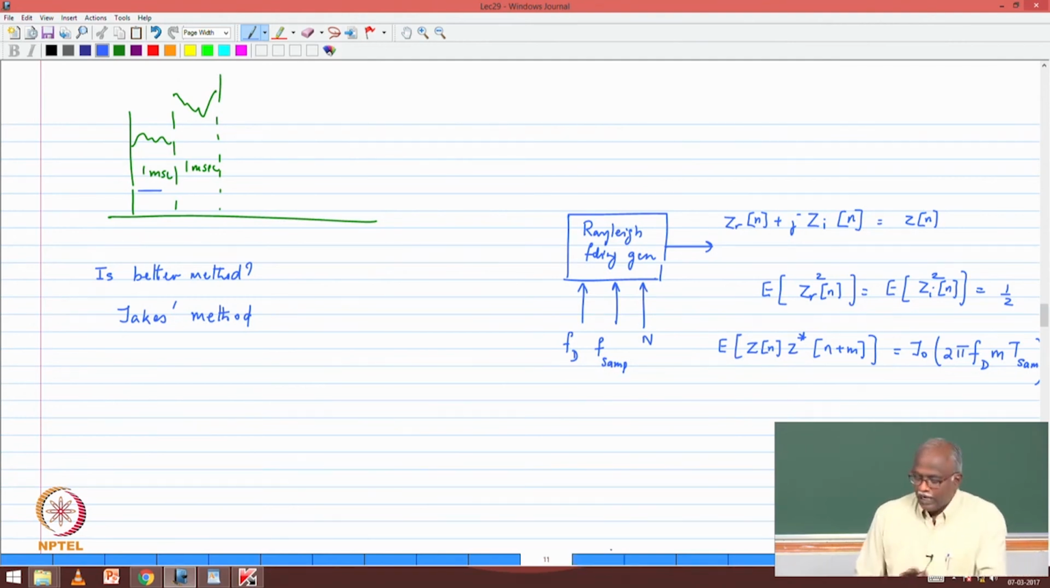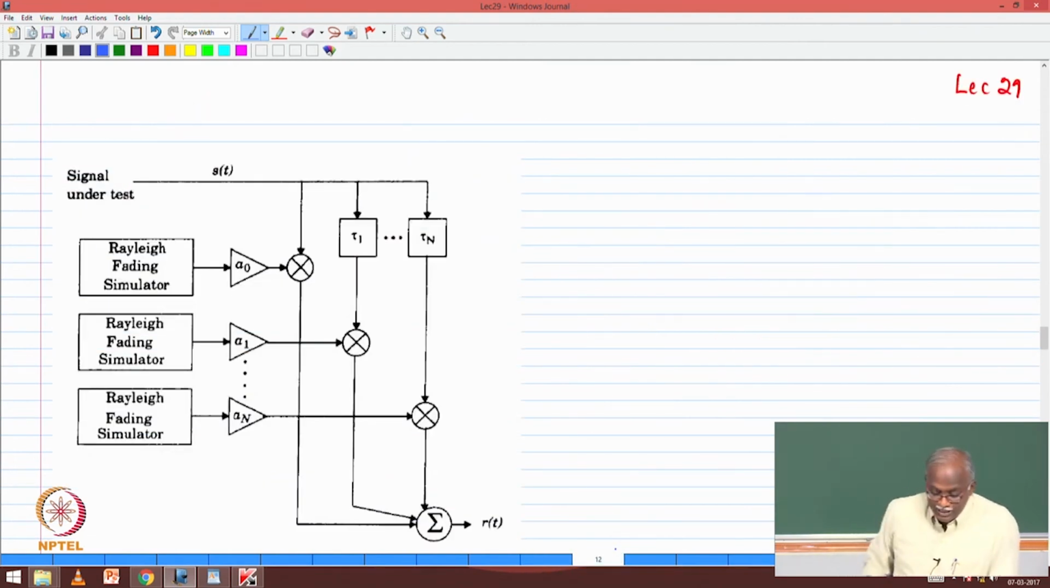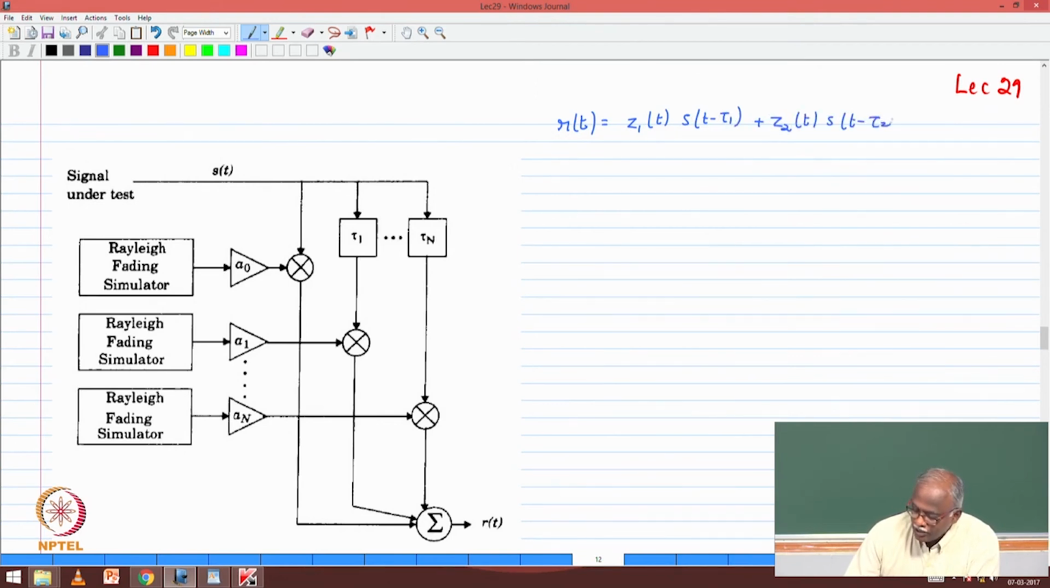Now assuming that you have been able to generate this, what is the next step? The next step is, now basically we are trying to simulate a channel. We say that I want to simulate a channel where the following is the response: Z1 of t, S of t minus tau 1, plus Z2 of t, S of t minus tau 2, plus Z3 of t, S of t minus tau 3, dot dot dot.